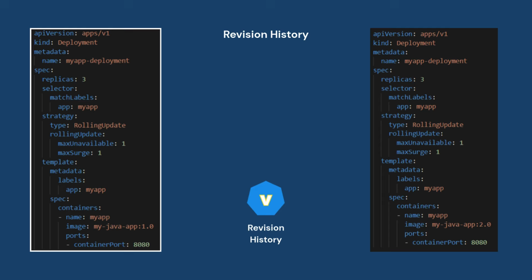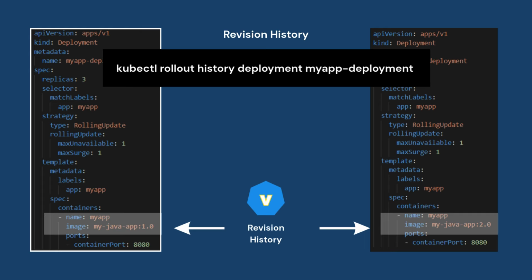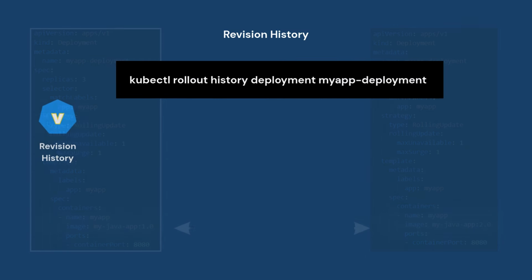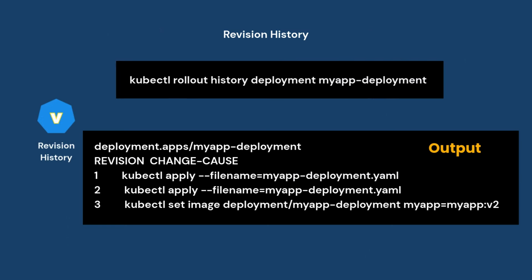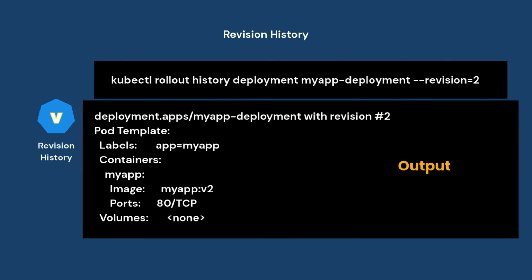Now let's go back to our deployment YAML from earlier. We started with this. At this point, Kubernetes has two revisions: my-java-app:1.0, which was actually running, and my-java-app:2.0, which we just deployed. You can check the history with this command: kubectl rollout history deployment my-app-deployment. This will list out all the revisions of your deployment. You can even see the details of a specific revision: kubectl rollout history deployment my-app-deployment --revision=2.